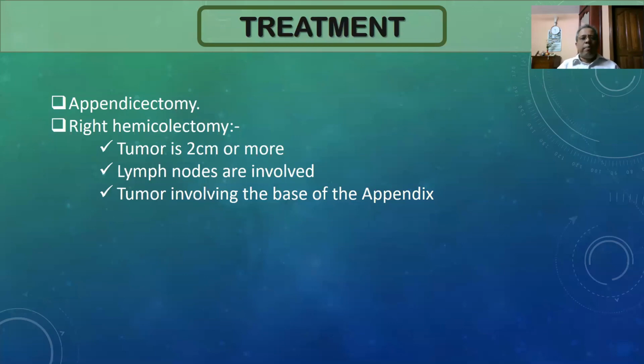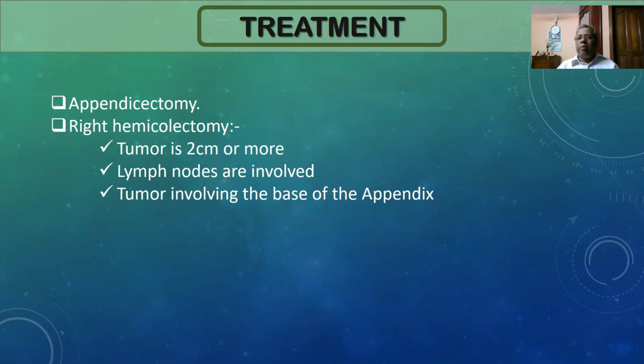So the treatment plan is, if the tumor size is more than 2 centimeter, in that case go for right hemicolectomy, and if lymph nodes are involved, go for right hemicolectomy. Or if the tumor is smaller in size but at the base of the appendix, you can go for the right hemicolectomy. So the chosen treatment is two: one is appendicectomy or right hemicolectomy.